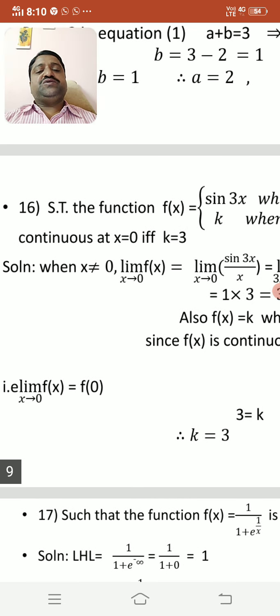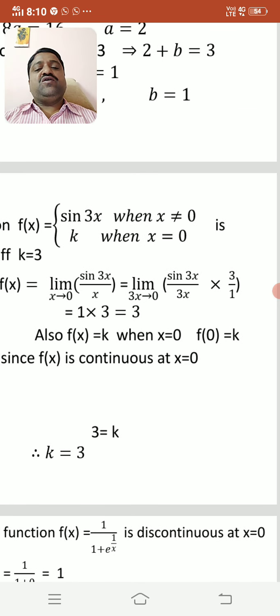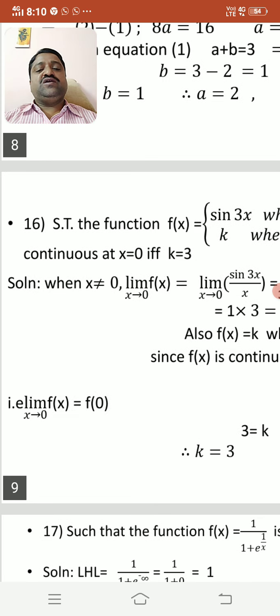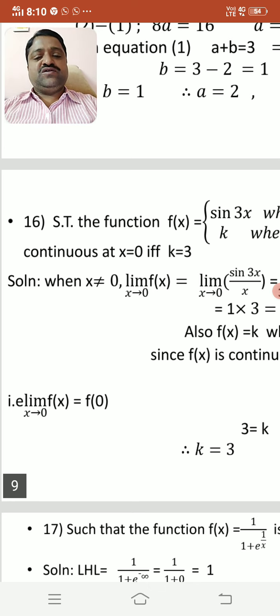Next example, show that the function f of x is equal to sin 3x by x when x is not equal to 0, k when x is equal to 0, is continuous at x is equal to 0 if and only if k is equal to 3.